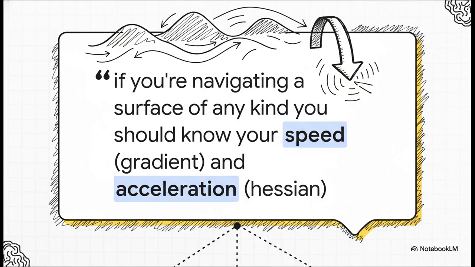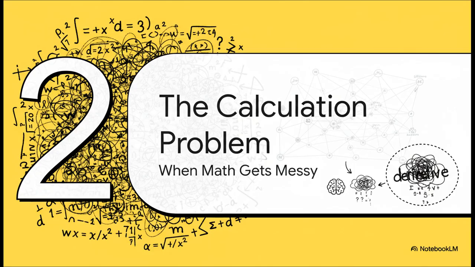So, problem solved. All we have to do is calculate these derivatives. Sounds simple enough, right? Well, not so fast. For really simple problems, yeah, it's a breeze. But when we're talking about the massive AI models we use today, these things have billions of parameters. Just calculating these derivatives becomes this absolutely monumental challenge. Let me show you what I mean.